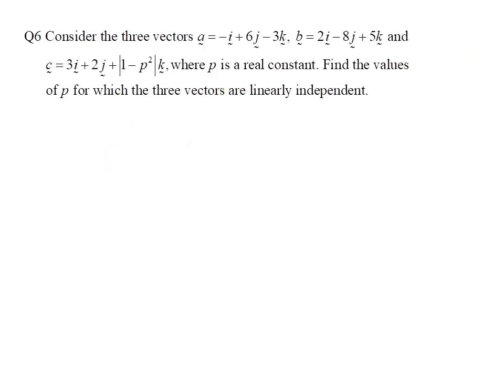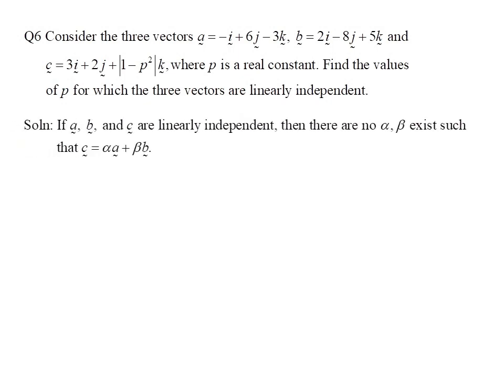In question 6, 3 vectors are given. Vector A equals negative i plus 6j minus 3k. Vector B equals 2i minus 8j plus 5k. And vector C equals 3i plus 2j plus modulus of 1 minus p squared k, where p is a real constant. The question is to find the values of p for which the 3 vectors are linearly independent.